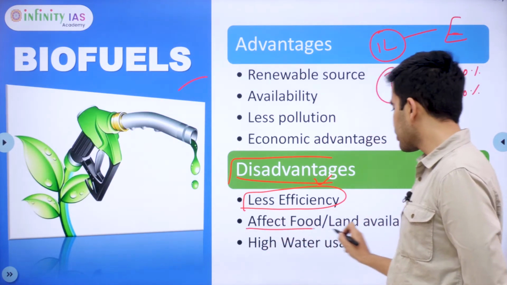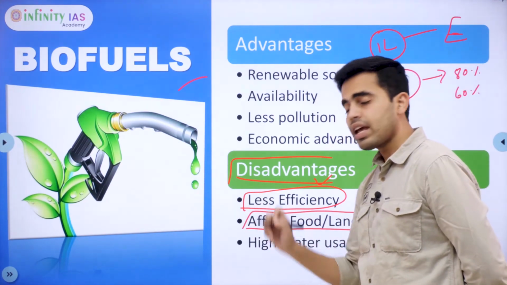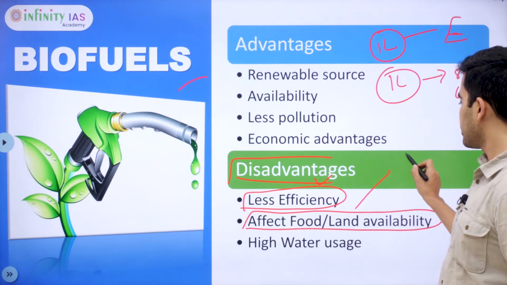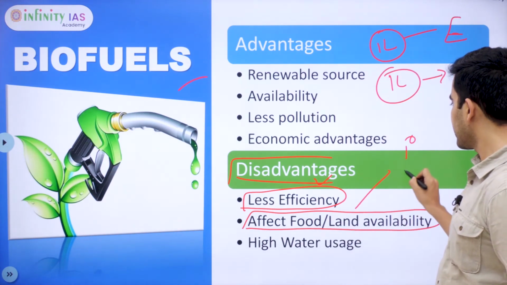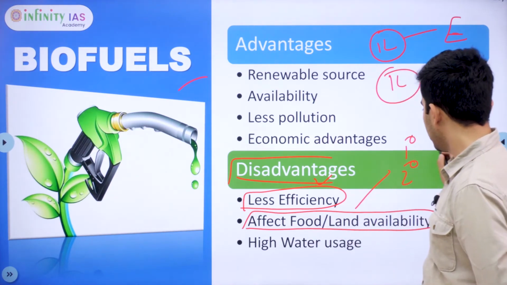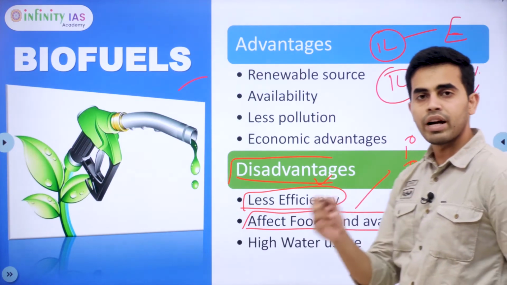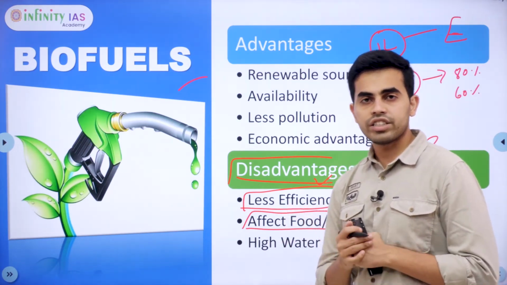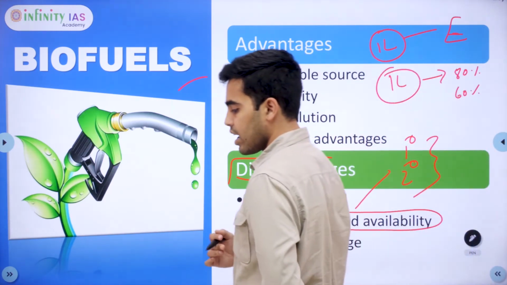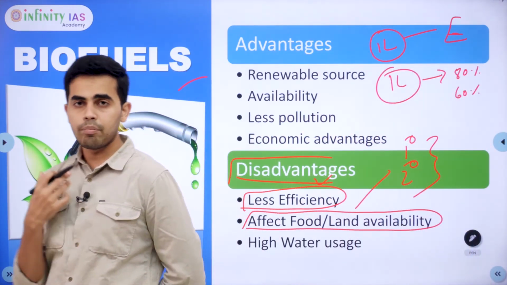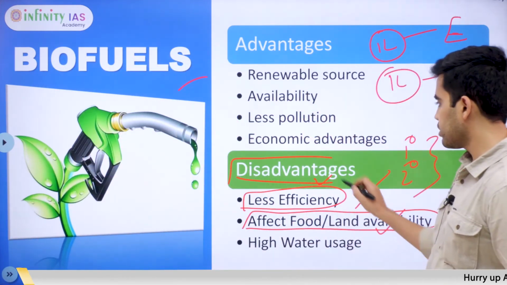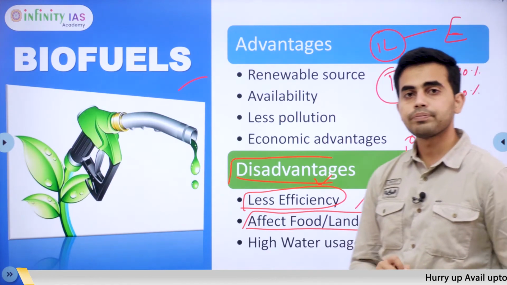Next comes, it affects food and land availability. As we have already seen, food and land availability is a problem in first generation and second generation biofuels. At this moment, these are the only two kinds of biofuels that are in production right now. Third generation and fourth generation biofuels are still yet to come into the application phase. So this is an important disadvantage in the use of biofuels.